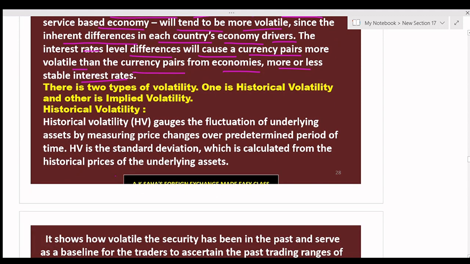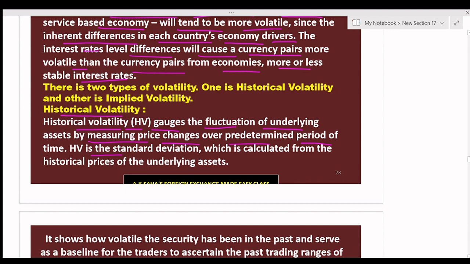There are two types of volatility. One is historical volatility and the other is implied volatility. Now comes historical volatility. Historical volatility, HV, gauges the fluctuation of an underlying asset by measuring price changes over a predetermined period of time.